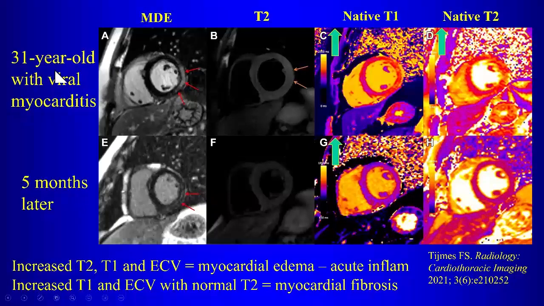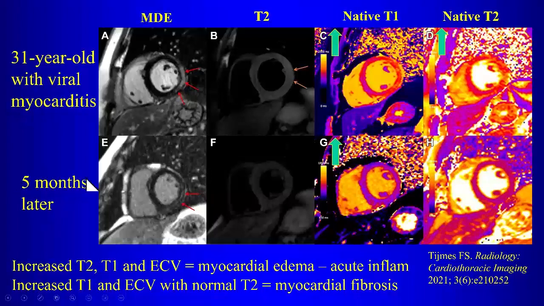So here's an example, a 31-year-old with viral myocarditis. On T2-weighted imaging, you can see that there's edema here. On myocardial delayed enhancement, you can see the abnormal enhancement in an epicardial distribution and a non-ischemic distribution. So that fulfills both criteria. The native T1 time is elevated on the color map. Native T2 time is also elevated with T1 and T2 mapping.